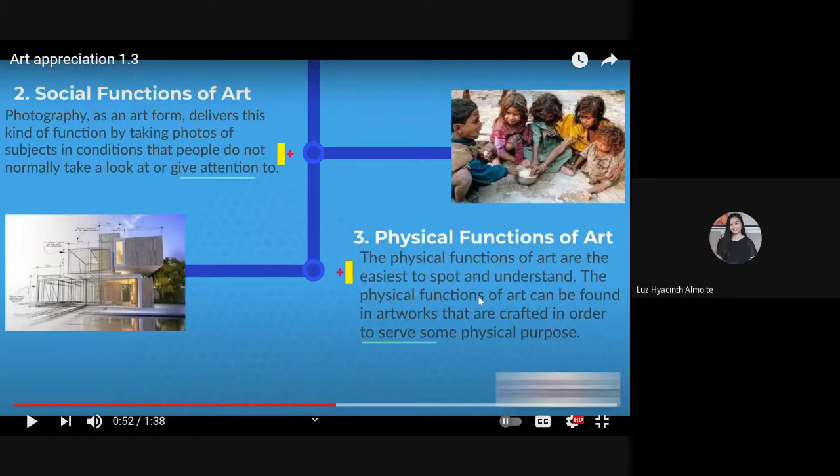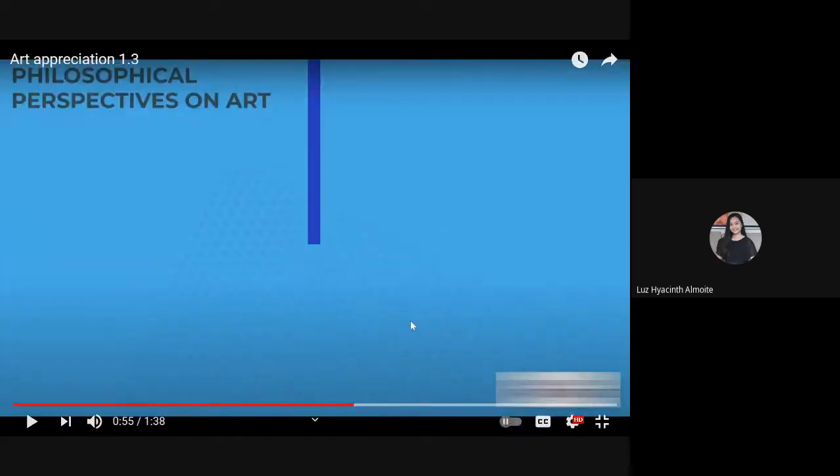Next, we have the physical functions of art. The physical functions of art are the easiest to spot and understand. They can be found in artworks that are crafted in order to serve some physical purpose. For example, architecture and interior designs are also considered physical functions of art.